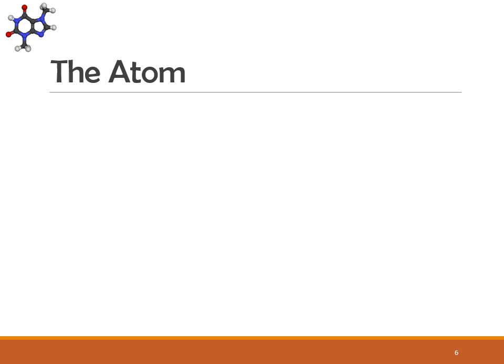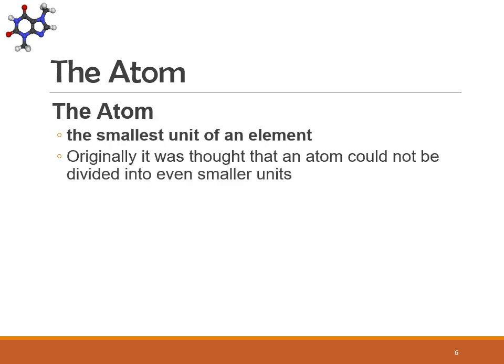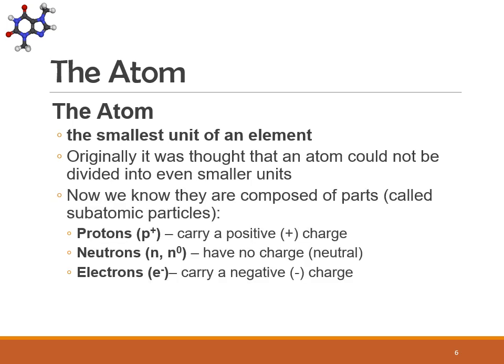The atom is the smallest unit of an element. It was originally thought that the atom could not be broken down into smaller units. However, we now know that atoms are composed of even smaller units called subatomic particles. They are protons, which carry a positive charge, neutrons, which have no charge, and electrons, which carry a negative charge.